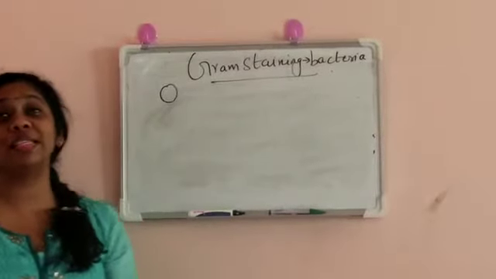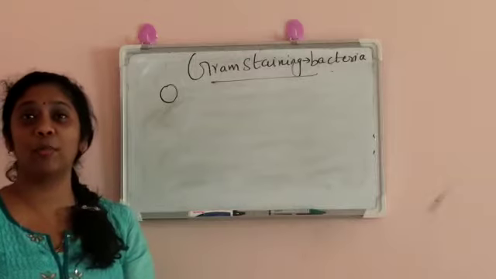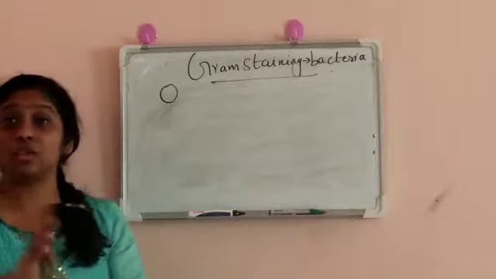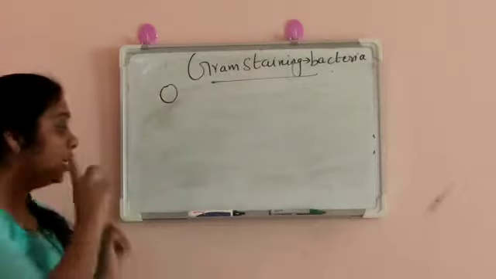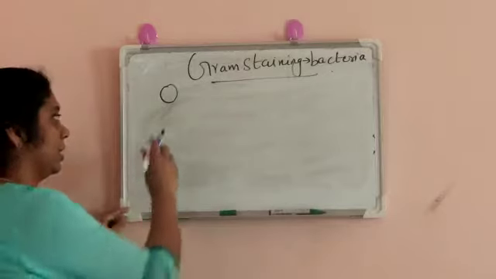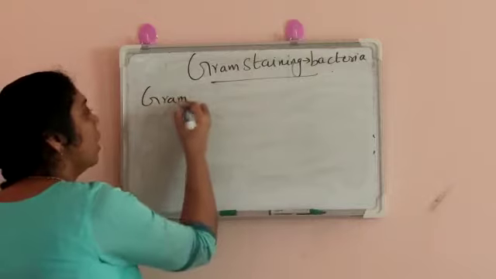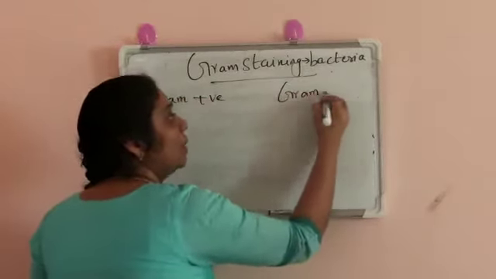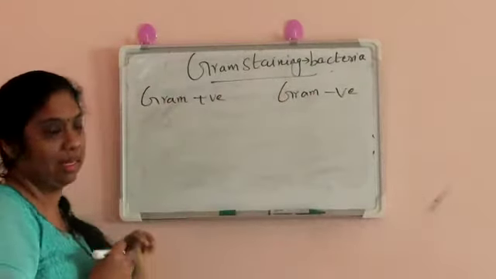Hello all, today we will study gram staining in bacteria. The last video was about the different shapes of bacteria. There are two types of bacteria: gram positive bacteria and gram negative bacteria.